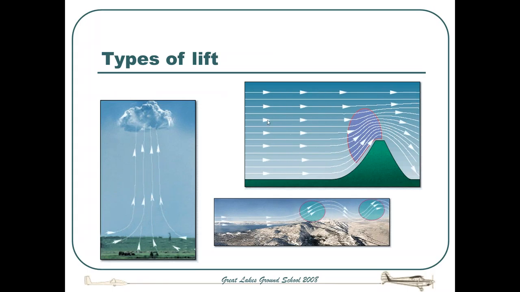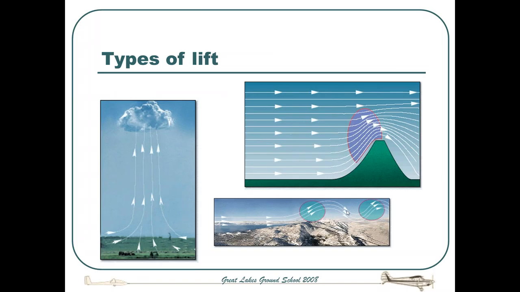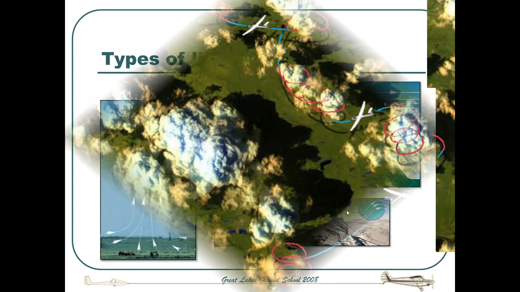So let's have a look at types of lift. I wonder why the slide popped into where it is at the moment. Have I gone back to the beginning of this? We've looked at thermic lift on the side here. Now we're looking over here at orographic lift and wave lift. This image popped in here, and I have no idea where it popped in, but it will probably change into something better over here. Here we go.